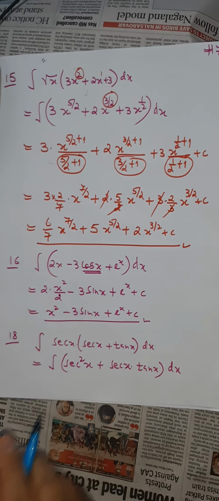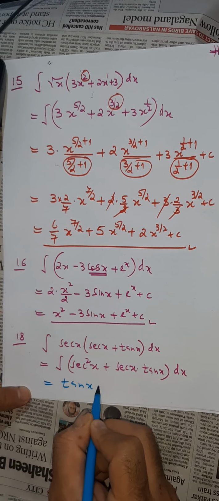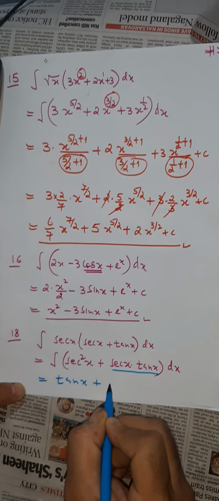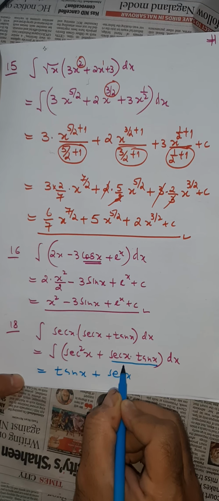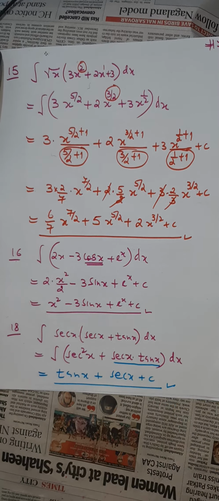What's the integral of sec squared? You know it is tan x, because the derivative of tan is sec squared. What is the integral of sec x into tan x? It is sec x, because the derivative of sec x is sec x into tan x, plus c. So this is the required integral here.